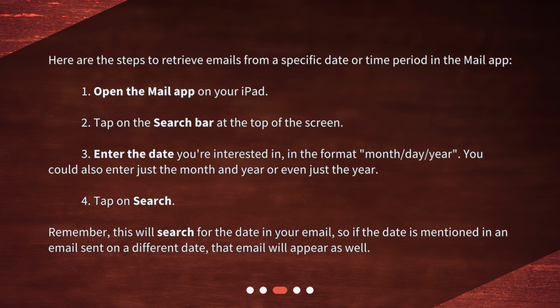3. Enter the date you're interested in, in the format month, day, year. You could also enter just the month and year or even just the year. 4. Tap on Search. Remember, this will search for the date in your email, so if the date is mentioned in an email sent on a different date, that email will appear as well.